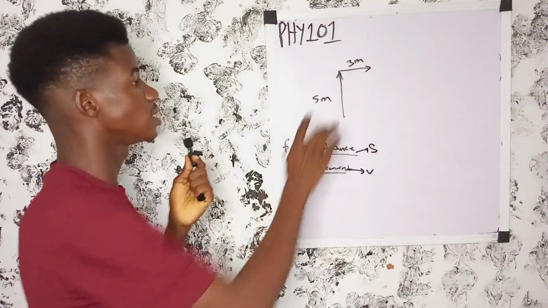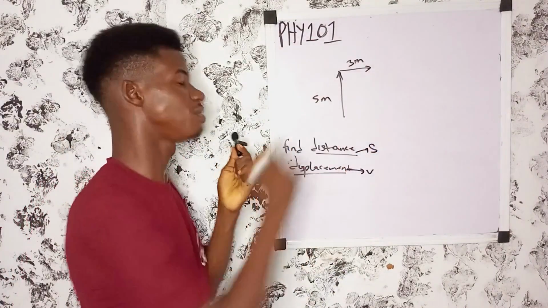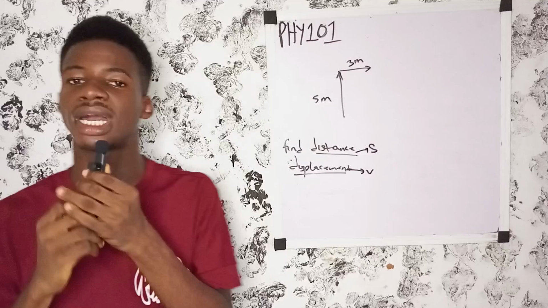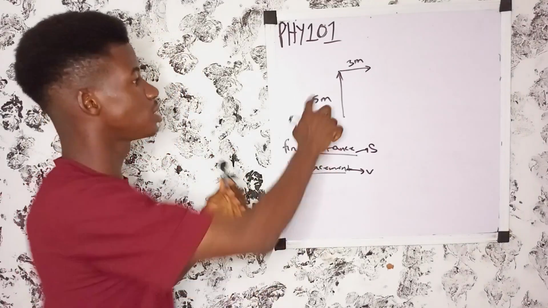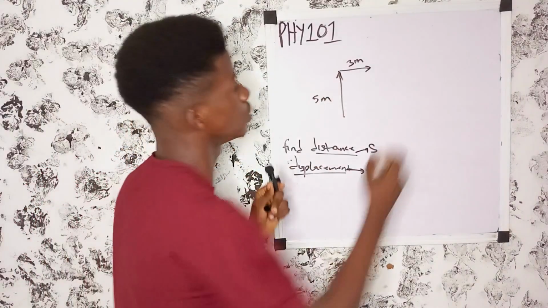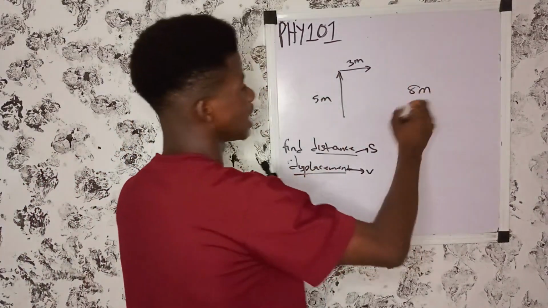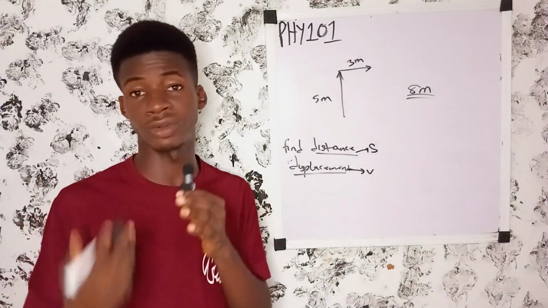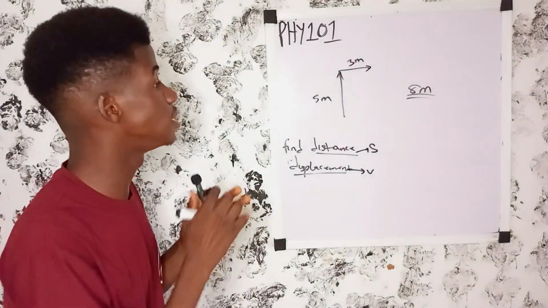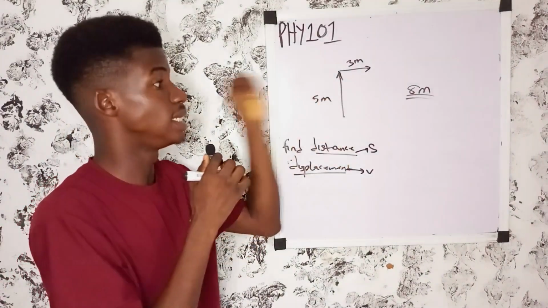They say we should look for the distance travelled. Remember, I told you that scalar quantities are calculated using arithmetic, that is by adding. Just add the two. 5 plus 3 will give you 8. Remember, distance is a scalar quantity, calculated using simple arithmetic. So the distance travelled is 8.